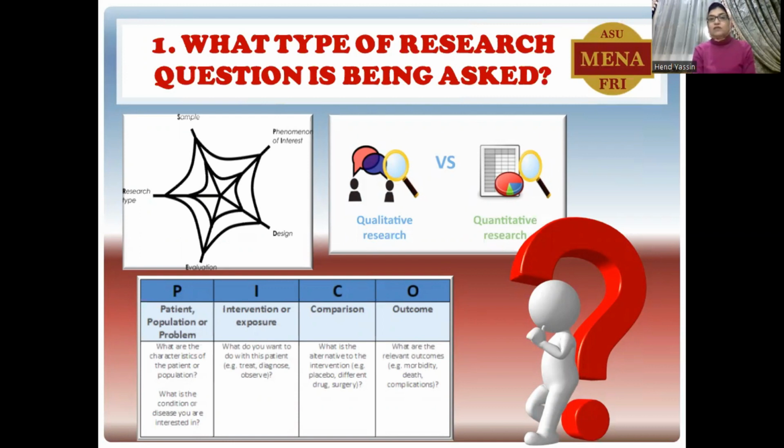First, what type of research question is being asked? And this will depend on the type of the study, either you are dealing with qualitative or quantitative research. For example, the SPIDER format is used for qualitative research, and the PICO format is used for formulating questions for clinical research.